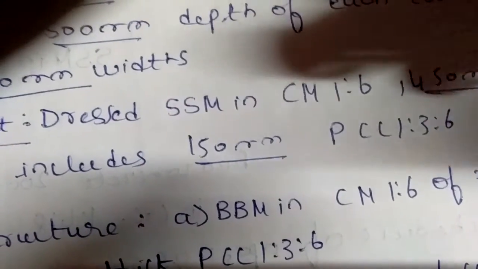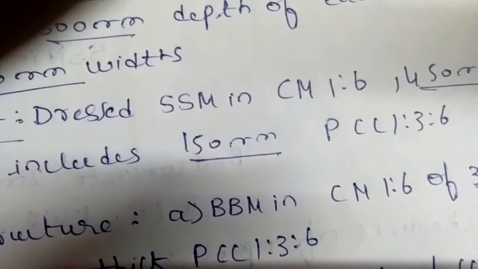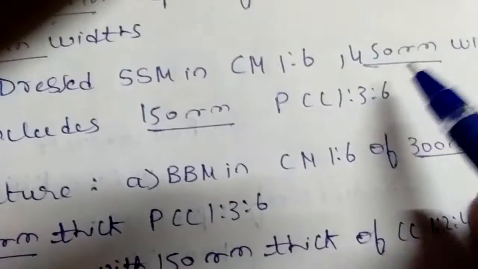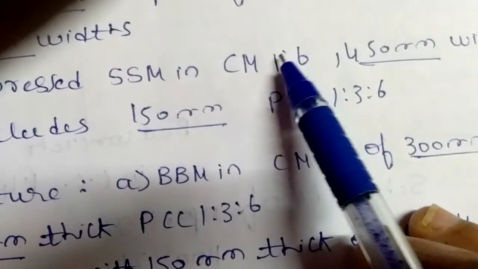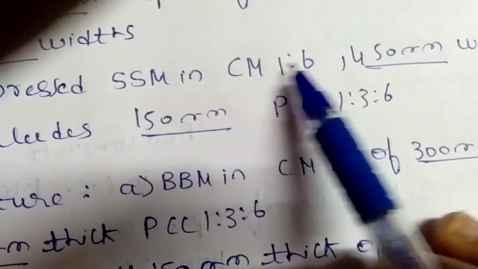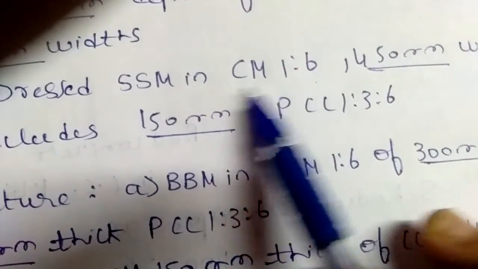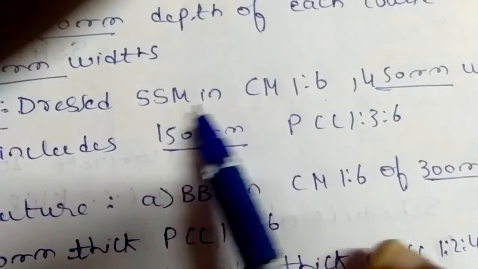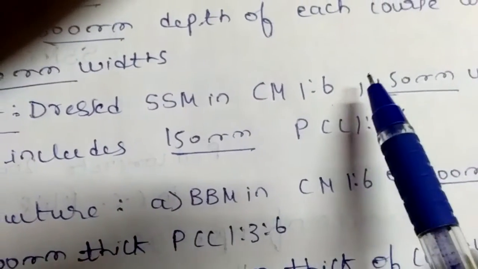Even to join the stone we need some liquid, right? That is the cement mortar 1:6. 1:6 means 1 part cement, 6 parts sand. So using the cement mortar, we are going to construct the size stone masonry.